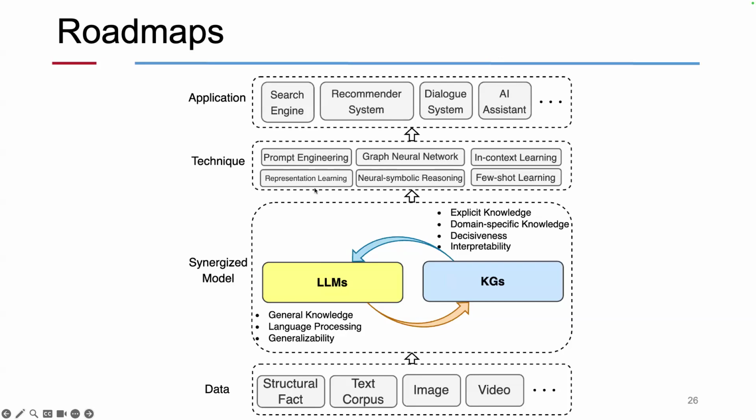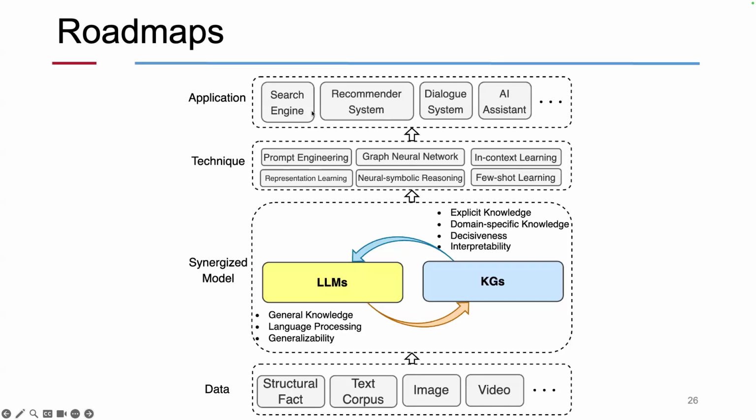And also, of course, representation learning is very important. Because now we have the LLM, which is very good at neural reasoning, and we also have knowledge graphs, so we may also want to incorporate some neural symbolic reasoning techniques. So we get the synergized model as well as the techniques. Then we can apply them to any downstream applications, including recommender systems, AI assistants, dialogue systems, and search engines.